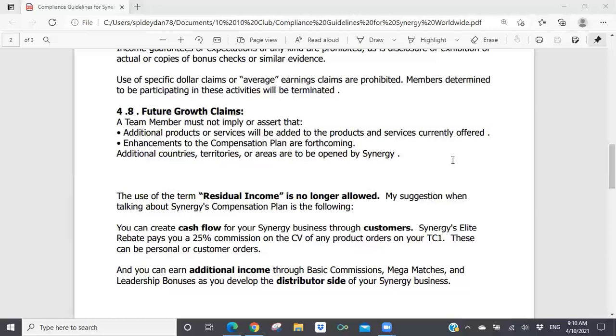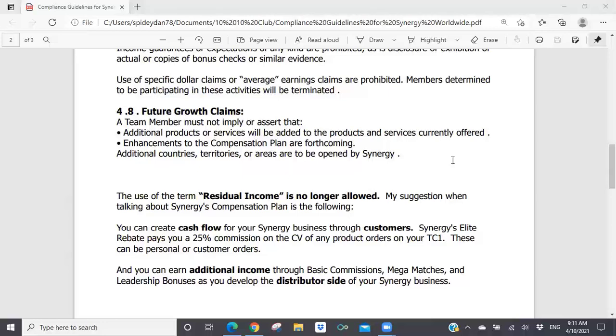so that you can have something to say to people that's not going to get you in trouble with either the government or with Synergy Worldwide. Here's what I would suggest. You can create cash flow for your Synergy business through customers. Synergy's Elite Rebate pays you a 25% commission on the CV of any product orders on your Tracking Center 1. These can be personal or customer orders.